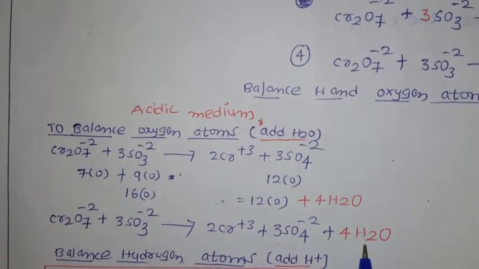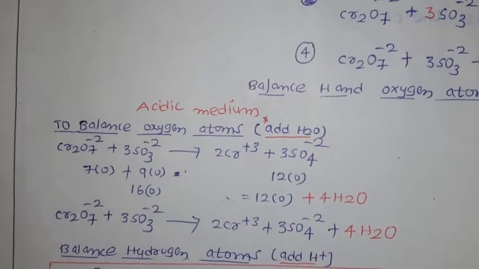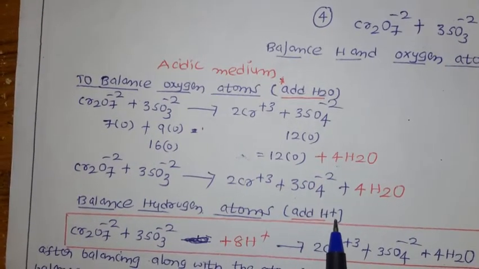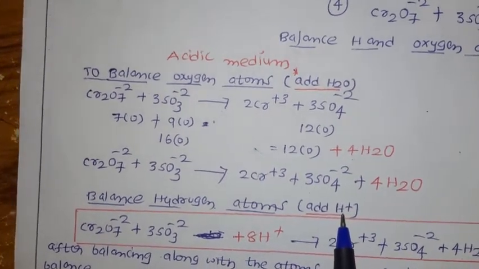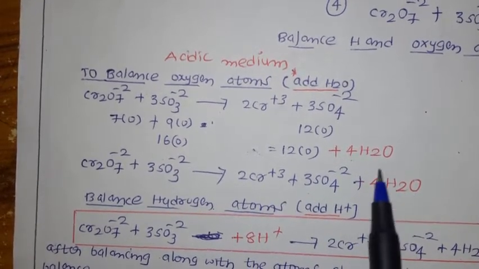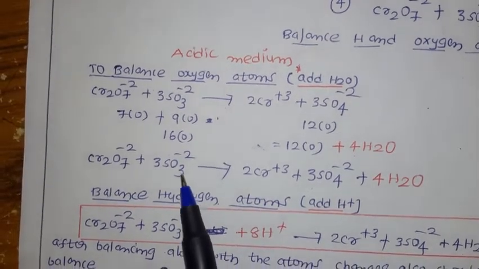Now what happened? There is an imbalance in the hydrogen. So for balancing hydrogen atoms in acidic medium, we have to add H plus. Now where do I have to add it? First I have to see where the deficiency of H plus is. Here we already added the 4H2O. Here we don't have any hydrogen atom. So I have to add at the reactant side.